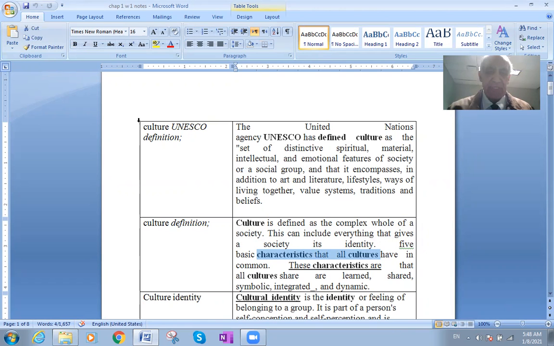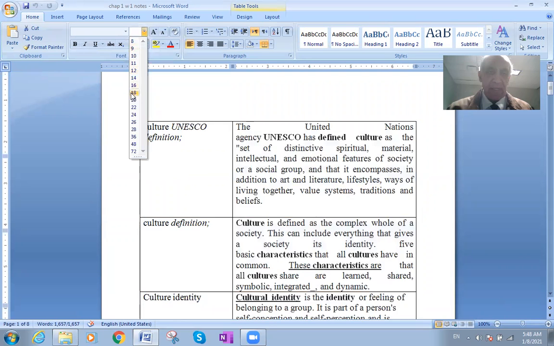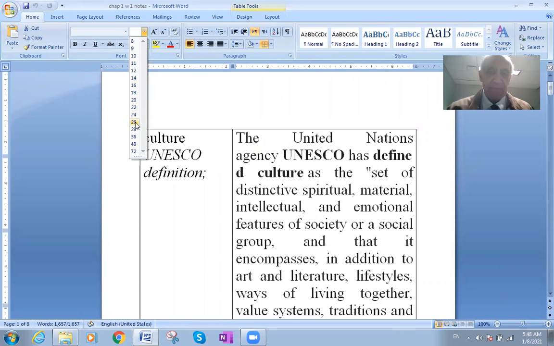Let me enlarge the lines, like the bullets, just a little bit, so that it will be clear for everyone.